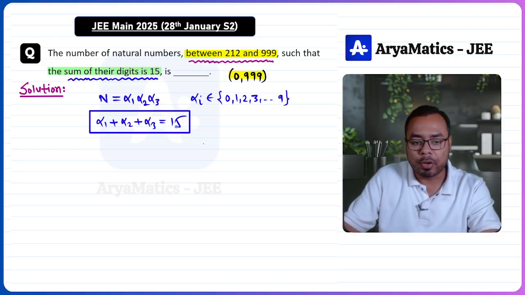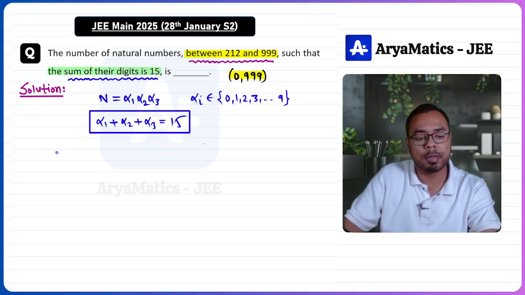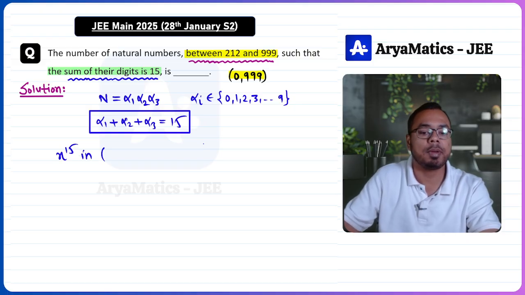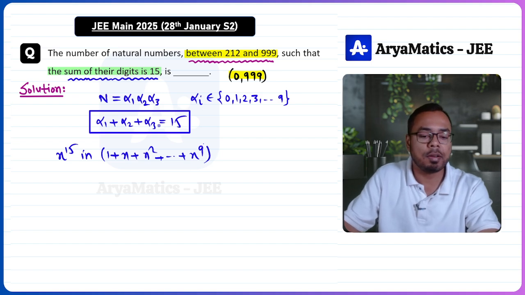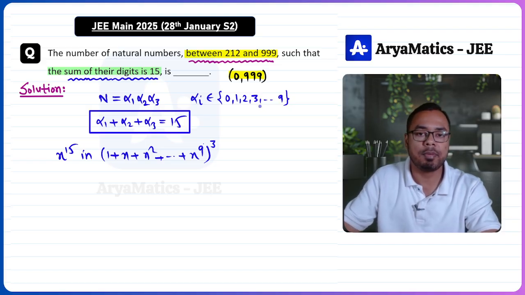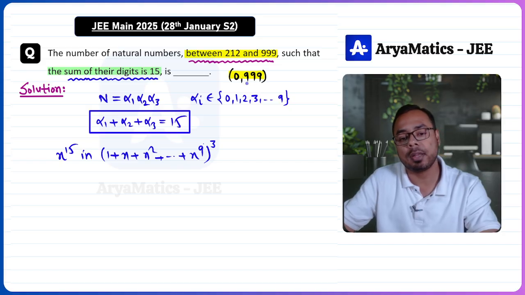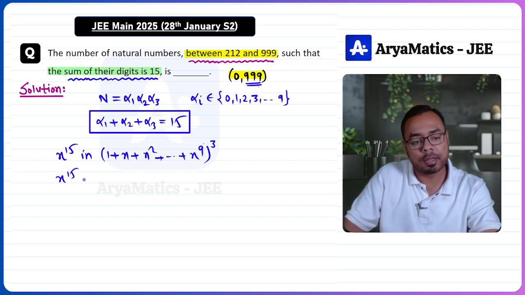The number of solutions of this equation satisfying the condition that these variables are in this interval will be the coefficient of x raised to 15 in the following. Alpha 1 can take values from 0 to 9, so x raised to 0, that will be 1, x squared and so on up to x raised to 9. The same thing is true for alpha 2 and alpha 3, so this is raised to 3. That will be the number of solutions of this equation satisfying that condition. Remember, we are counting all the numbers from 0 up to 999, and then we'll remove the numbers which are not in that interval. And now we can use that coefficient.